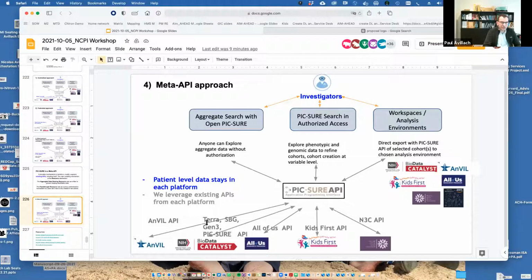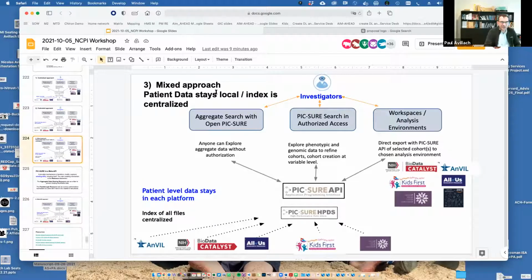So this was just to throw out different technical solutions that currently exist. We've done it across many different projects. The last one, the meta API approach, we haven't done with all those APIs yet, but that's definitely something we would love to explore. Another approach is the mixed approach, also with the index being centralized. And that's what we are doing with BioData Catalyst right now.